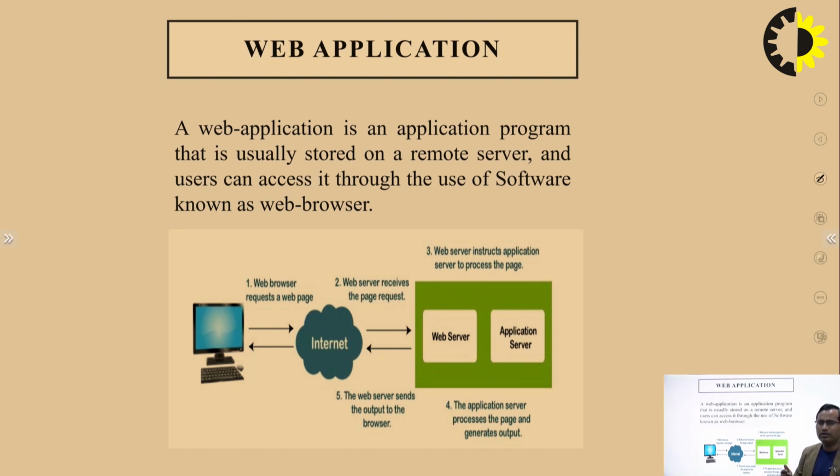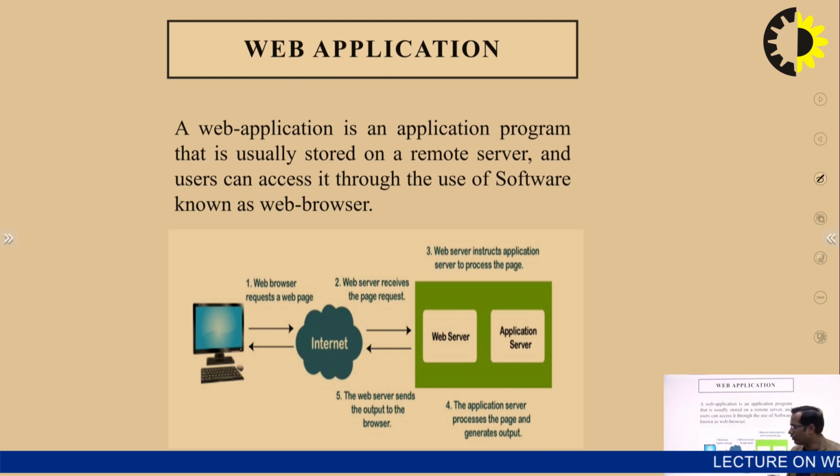When I'm talking about web applications, there are some types: some are static web applications, some are dynamic web applications. So what is actually a web application? A web application is an application program that is usually stored on a remote server. It is a program that is stored somewhere on the remote server, and users can access it through the use of software known as a web browser. So we have a client program as a web browser, and we have a web server where our application programs are stored.